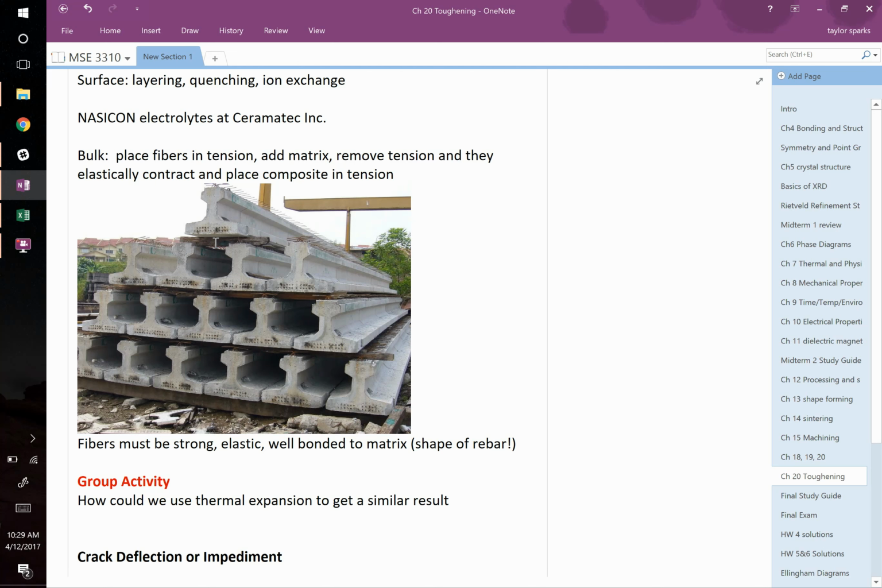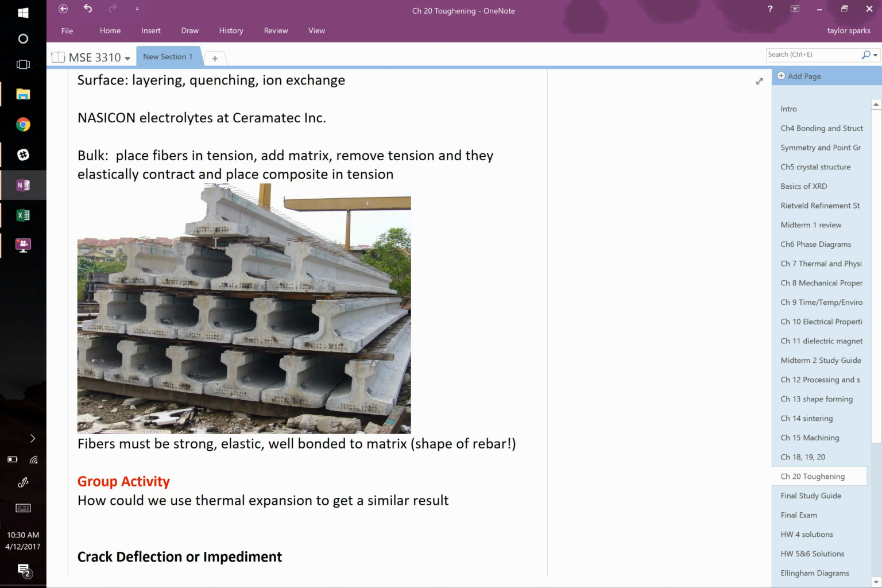Okay, comments? What do you guys think? How would you do this taking advantage of thermal expansion? What would be the steps you would do to achieve the same result? Heat up the rebar. Okay, so the rebar is preheated. So what happens when you heat it? It's going to expand. Is it expanding more or less than the concrete? More. So do you want to heat it before you add the concrete or after or what?